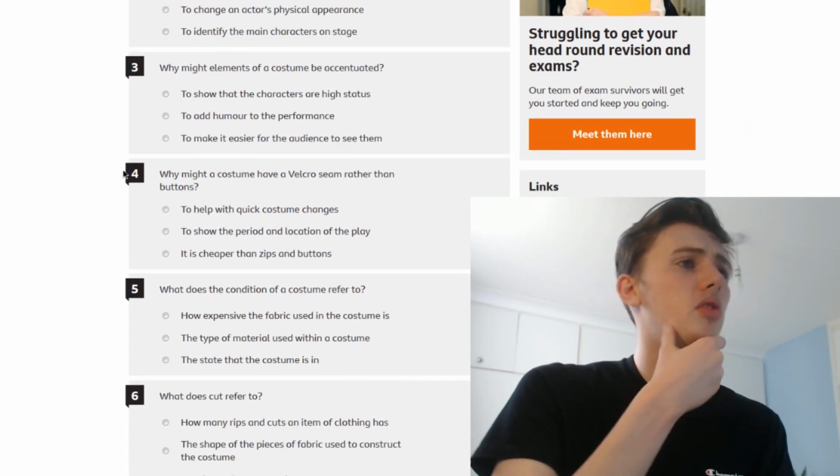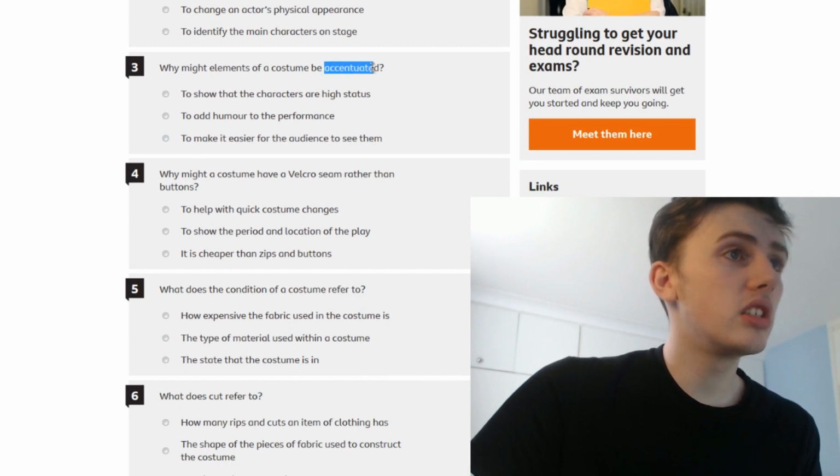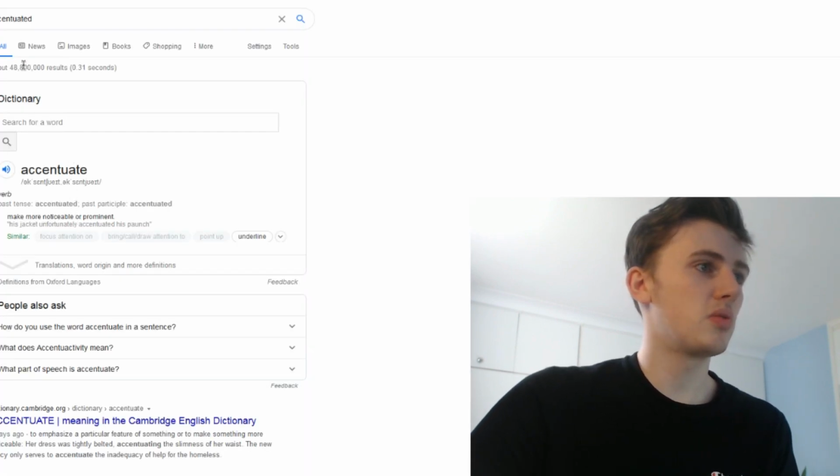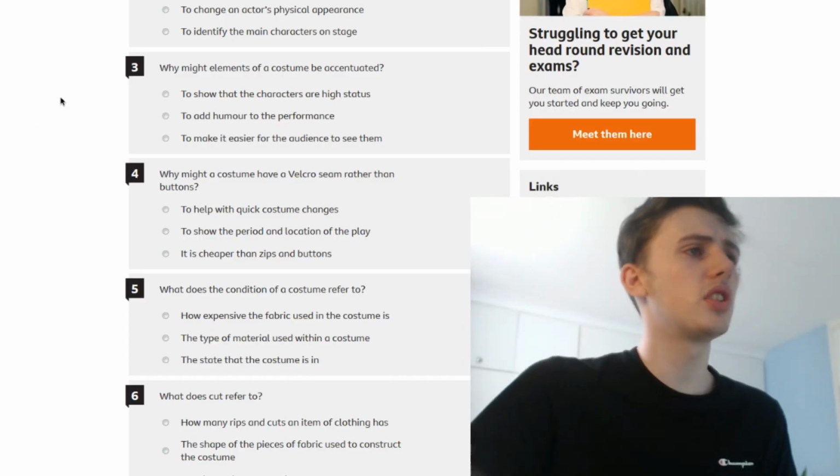Why might elements of a costume be accentuated? Does that mean over-exaggerated? Make more noticeable or prominent. How the hell did I know that? You guys calling me an idiot. I didn't even know what that word meant. I just guessed and I got it right. Suck on that, okay, losers.